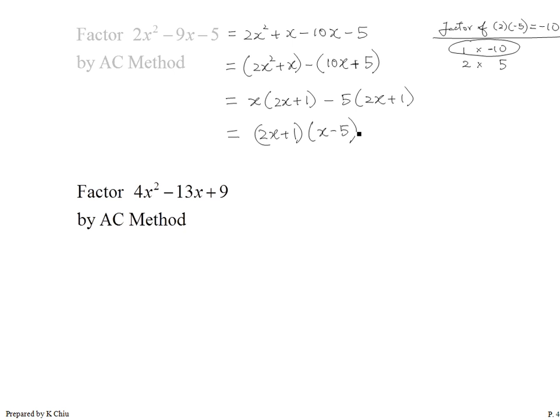Let's see another one. I want to factor 4x squared minus 13x plus 9 by the AC method. So let's take a look at the A times C. I'm looking for the factors of 4 times 9. This will give me 36.